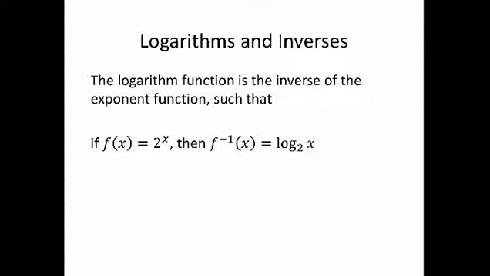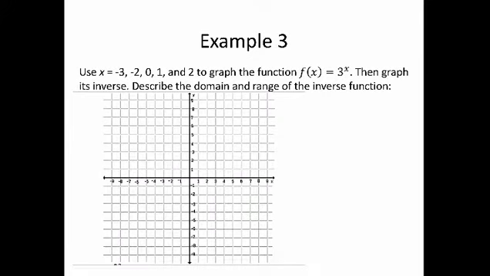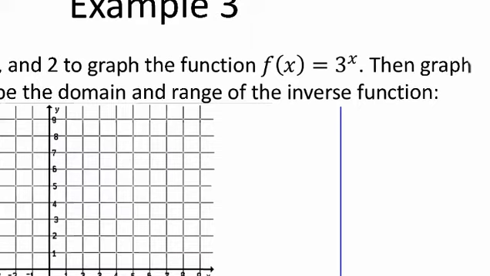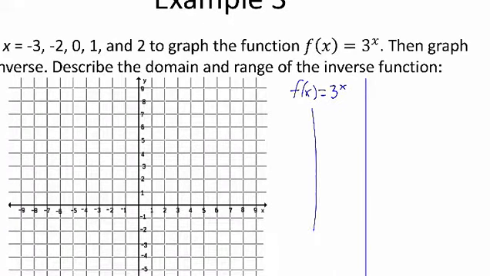Now we're going to do something similar to what you guys were doing in the notes yesterday. Using x equals -3, -2, 0, 1, and 2, we're going to graph the function f of x equals 3 to the x, and we're going to graph its inverse based off those points. So I'm going to draw a line here because we're going to come up with two different tables. One of them we're going to have f of x equals 3 to the x, and then we'll make up the other one in a little bit. Making a quick table, we're going to plug in the x values that they suggest.